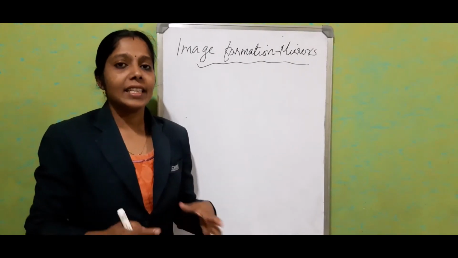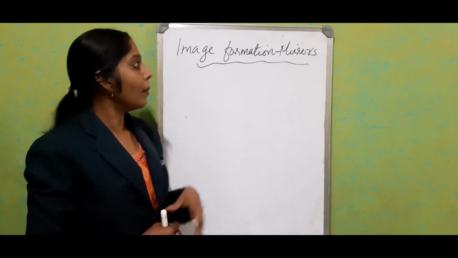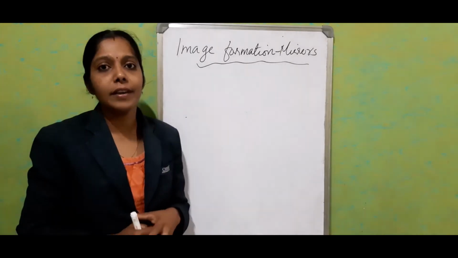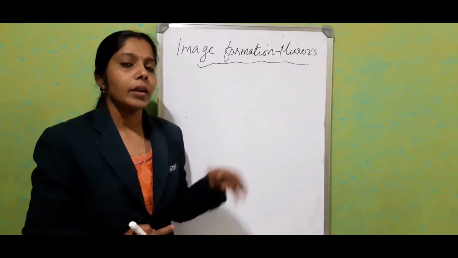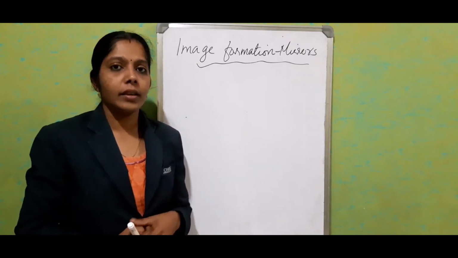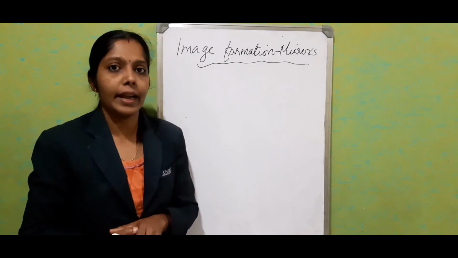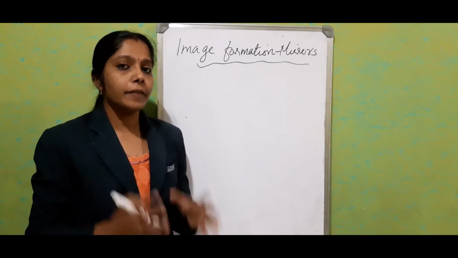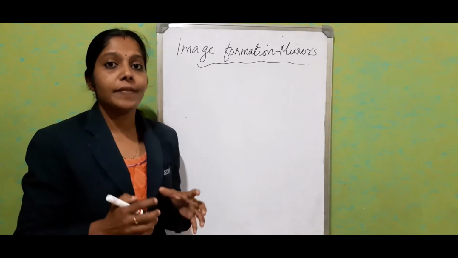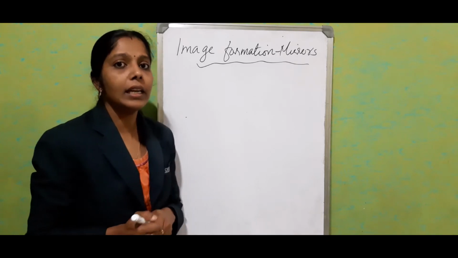Everyone, in this session, we are going to discuss image formation by spherical mirrors. Before drawing the image, we have to follow some rules to draw the ray diagram. The first one: always keep the object on the left side.